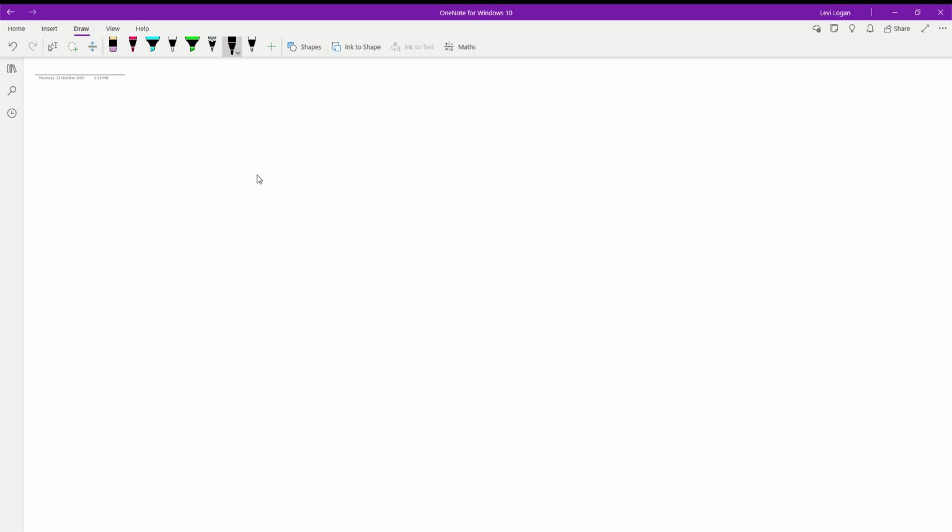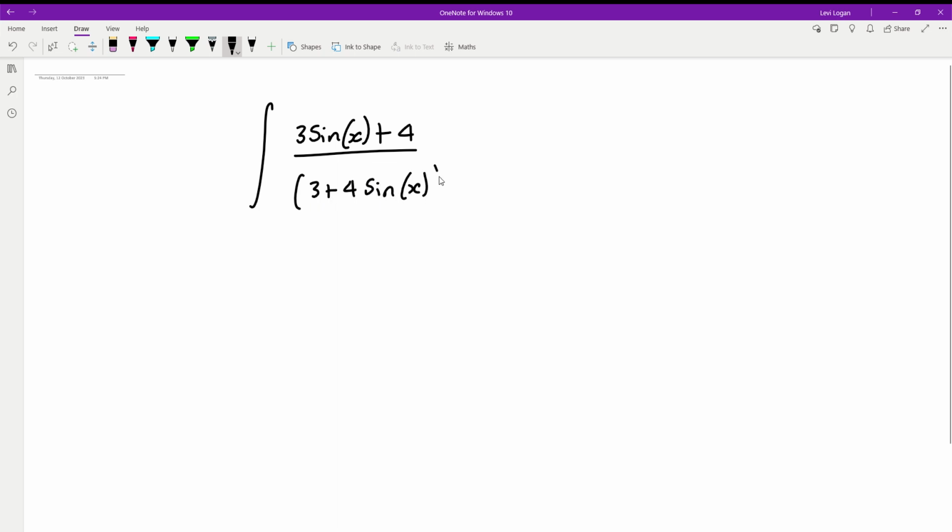In today's video we're going to be integrating the following one: the integral of (3 sin x + 4) divided by (3 + 4 sin x) all squared. Now this is a very hard integral at the start, mainly because you can see these terms are almost the same, it's just the numbers are flipped. And of course there's a squared term here.